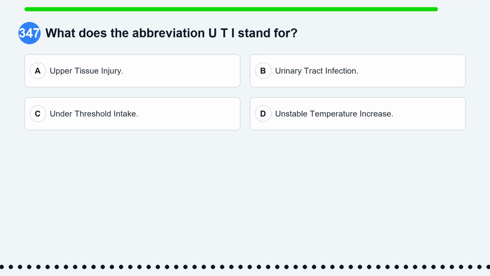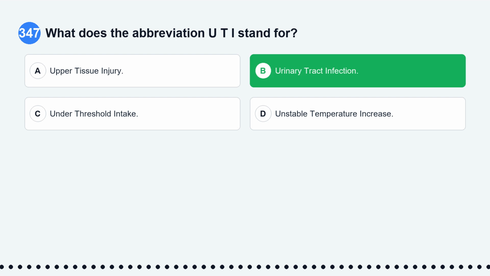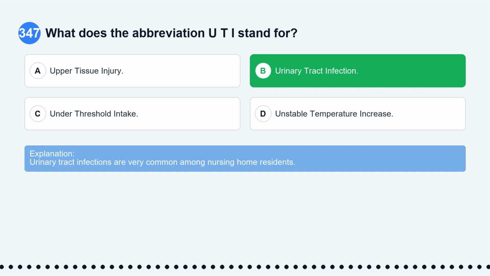Question 347. What does the abbreviation UTI stand for? Option A, upper tissue injury. Option B, urinary tract infection. Option C, under threshold intake. Option D, unstable temperature increase. The correct answer is option B, urinary tract infection. Urinary tract infections are very common among nursing home residents.